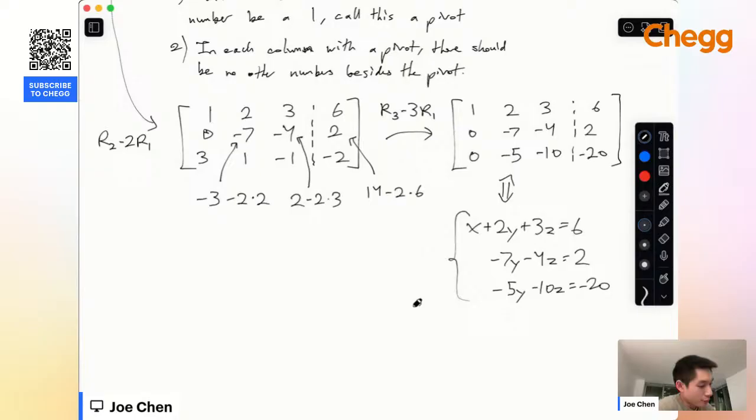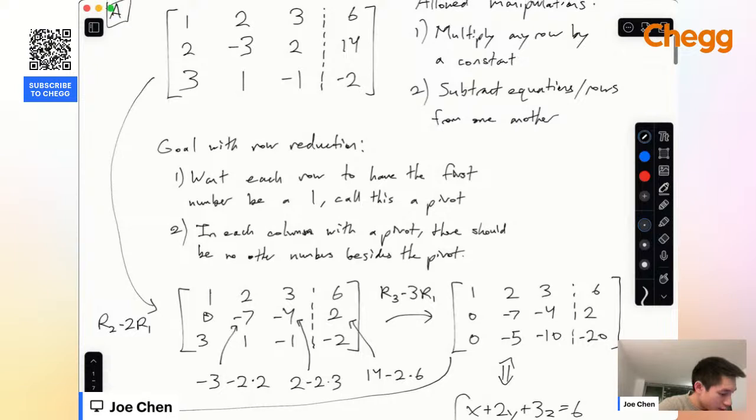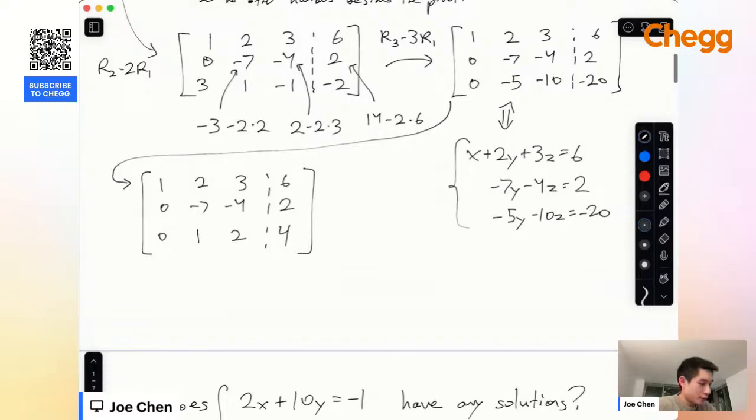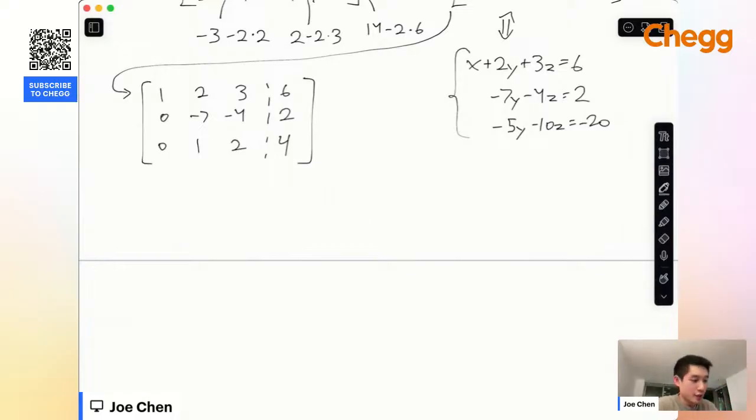Okay, so let's continue. It looks like the easiest way to go on here, I'll draw an arrow. Let me just divide the last row by minus 5, just to simplify things. Zero, minus 7, minus 4, 2, 0, and then 1, 2, 4, right? And, let me erase this for now since it looks like I'll need the space.